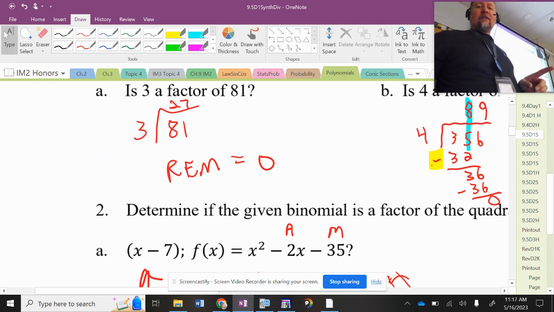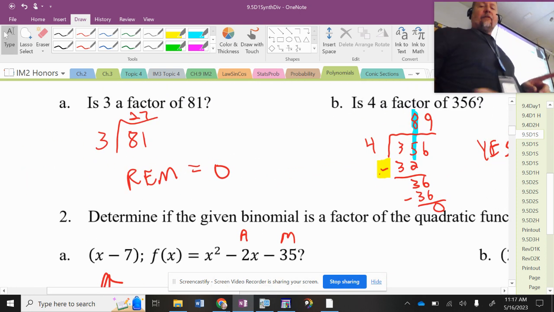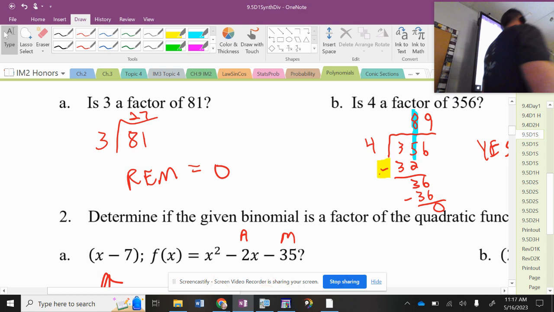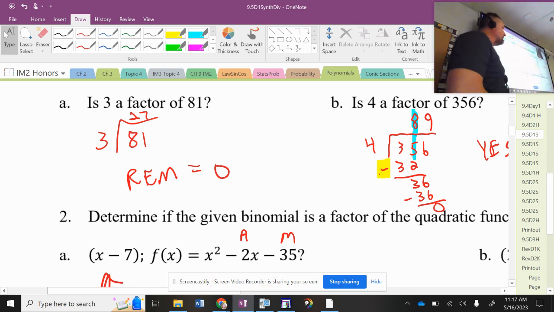Let's go ahead and show this first. So what does it mean for a binomial to be a factor of a quadratic? Well, good foiler, say it. Good factorers.